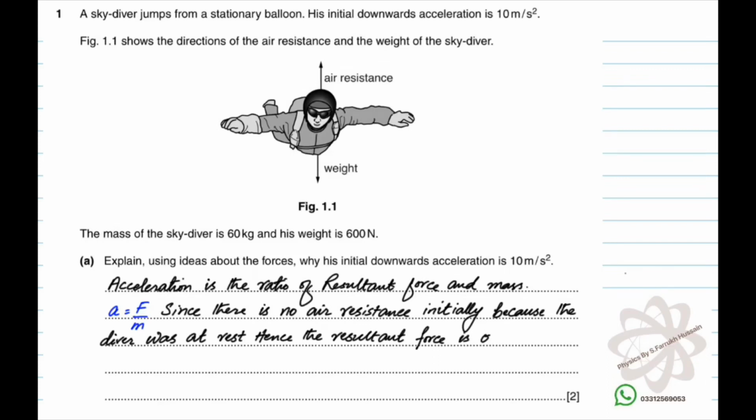Hence the resultant force is only the weight of the skydiver. So the answer is 10 meters per second squared, which is the ratio of resultant force and mass in this case.